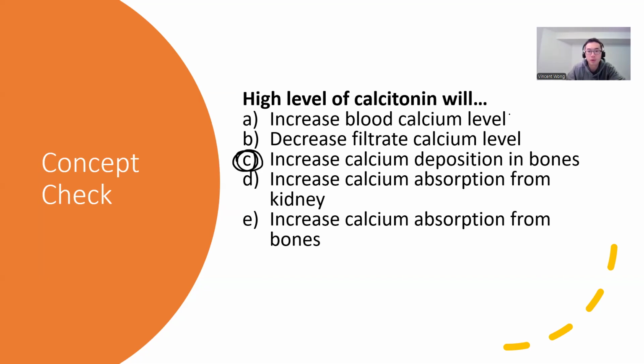A few people chose the first one, increase blood calcium level. That's the trigger for releasing calcitonin. This question is asking you for the effects of calcitonin, not what caused it to be released. What does this do? This actually lowers blood calcium level. So like I said, try to fill in the chart a couple more times, draw those flow chart diagrams, and it usually would help.